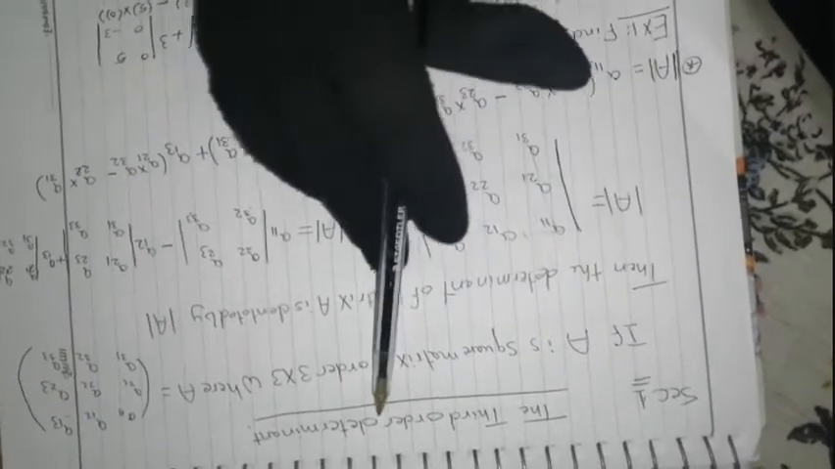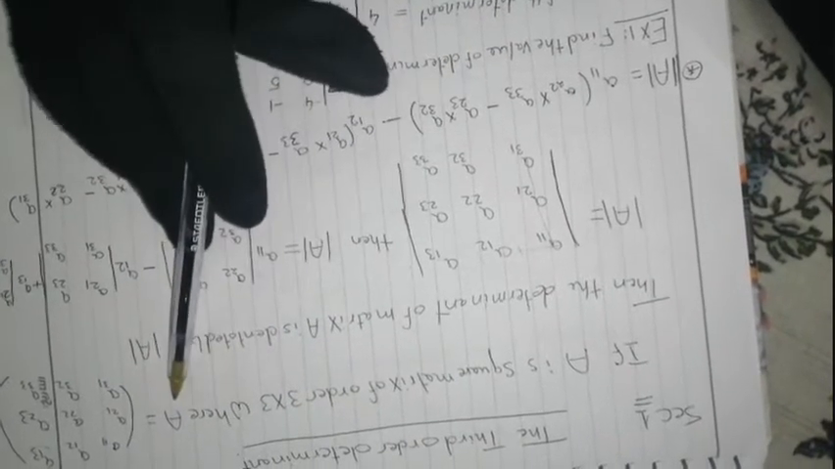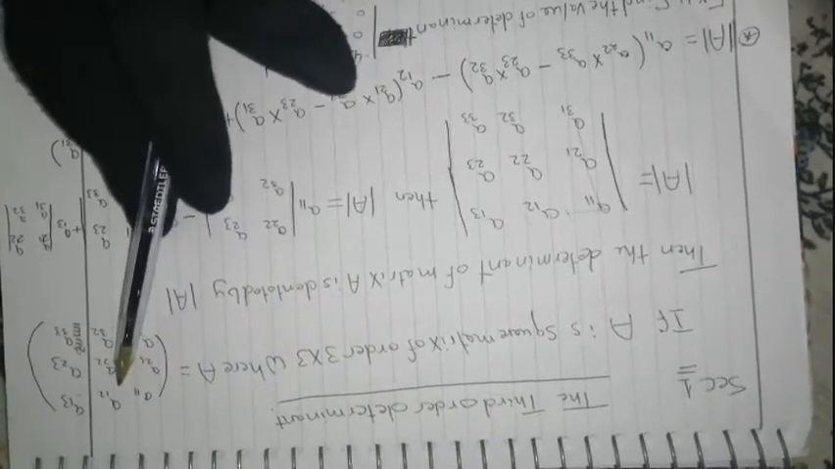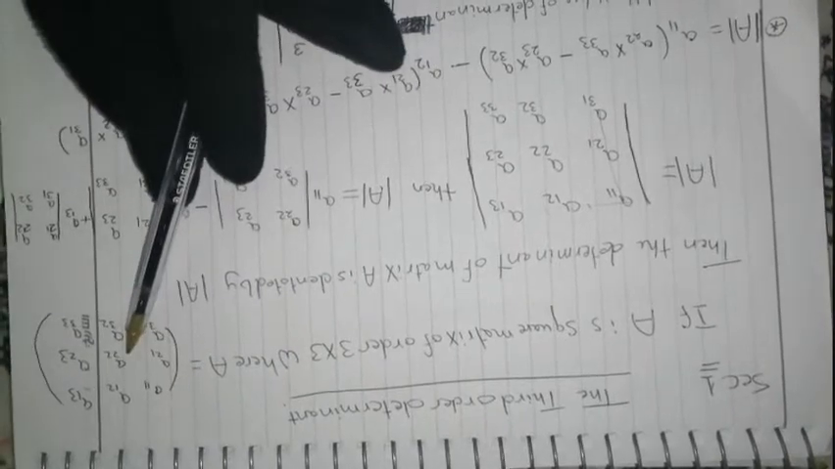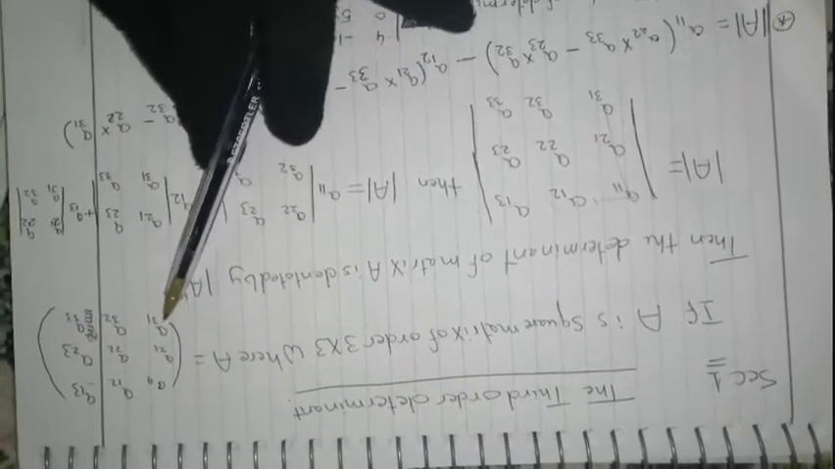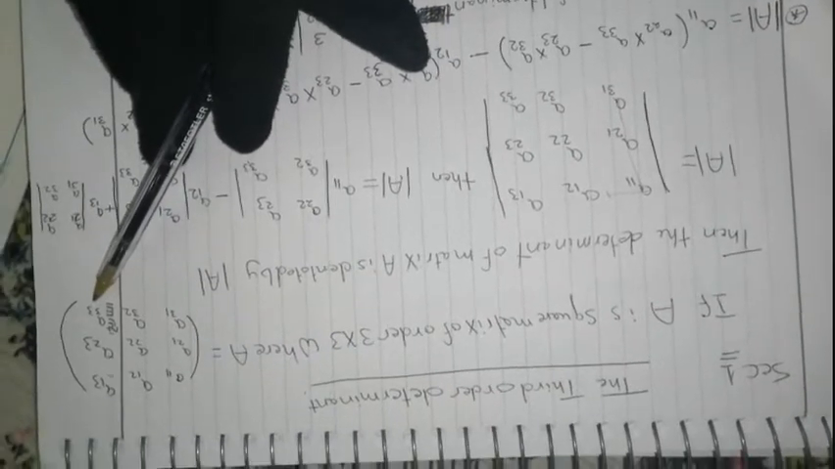Secondary 1, Lesson 1, Unit 4. The third order of determinant. If A is a square matrix of order 3 by 3, where A equals what? A11, A12, A13, A21, A22, A23, A31, A32, A33.